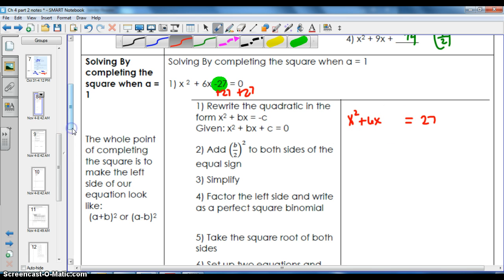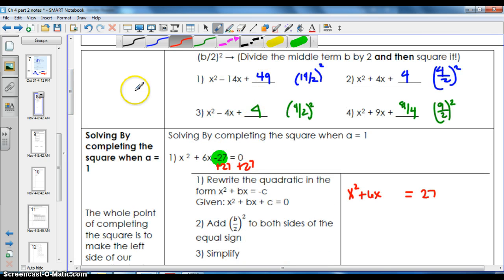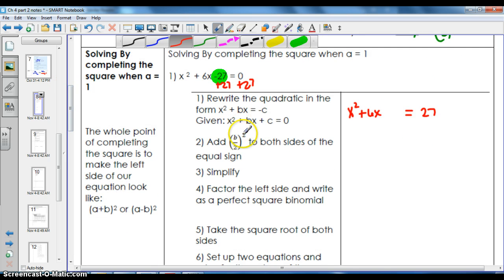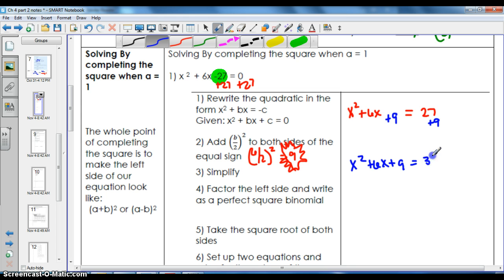So remember this last section here where we were making our magical number. We're going to do that same thing here. So since b is 6, we want it to be 6 divided by 2 squared. So 6 divided by 2 is 3. 3 squared. Our magic number is 9. Magical. So we're going to have, and I'm going to change the color, magical plus 9. Whatever we do to one side, we've got to do to the other, add 9. So then we simplify. We have x squared plus 6x plus 9 equals 36.